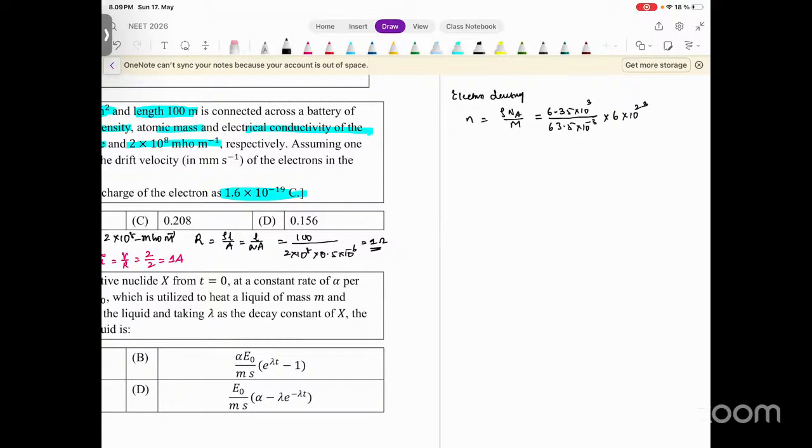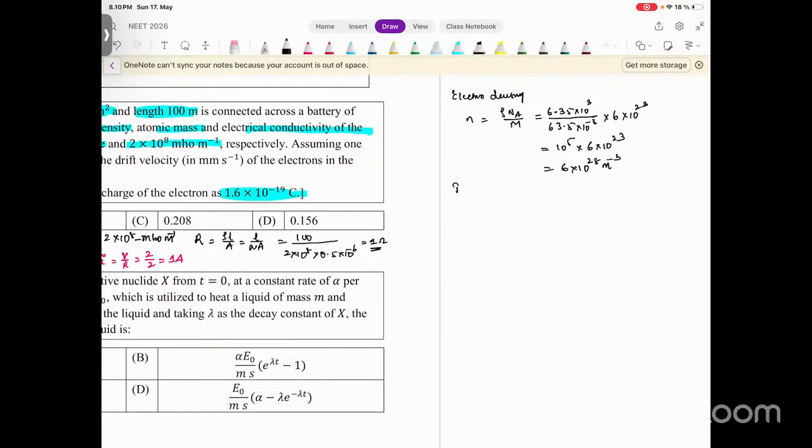Okay? Easy calculation. This will come up approximately 10 power 5, and this one is 6 into 10 to the power of 23. So this will be 6 into 10 to the power of 28 meter inverse cube.